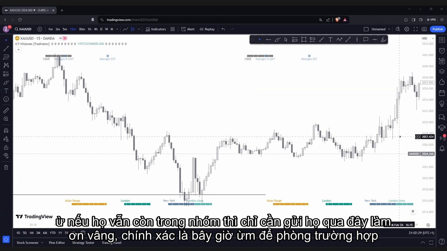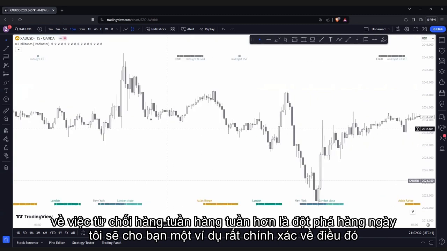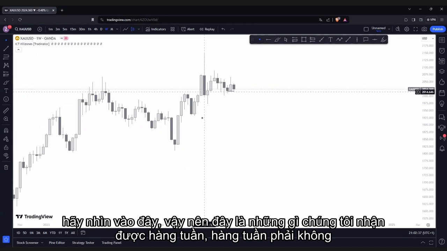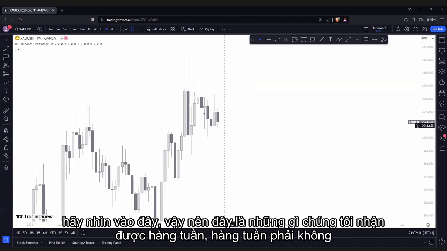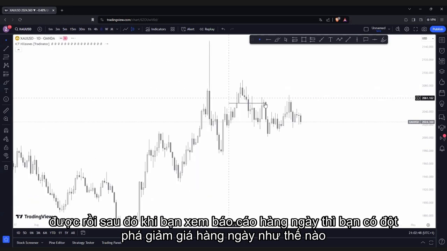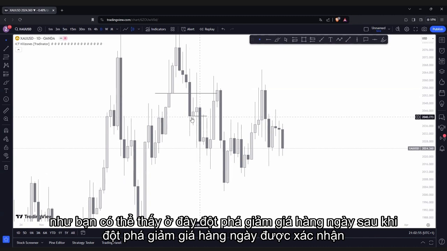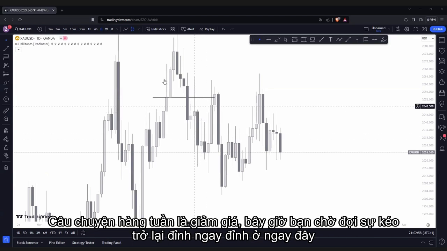Yes, exactly. Now, in case of weekly reject weekly, then daily breakout, I'm going to give you the very exact example of that. Take a look here. So here what we had was a weekly reject weekly, right? After that, when you go to the daily, what do you have? The daily bearish breakout. As you can see here, daily bearish breakout. Now after the daily bearish breakout is confirmed, the weekly trend is bearish.